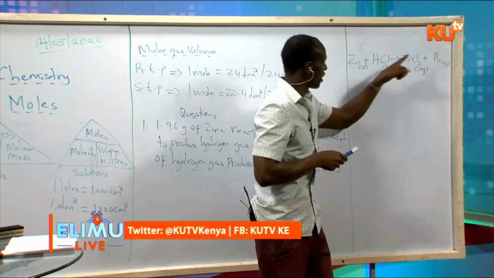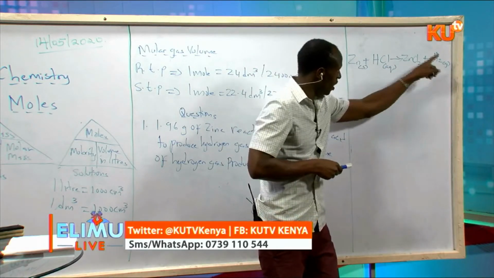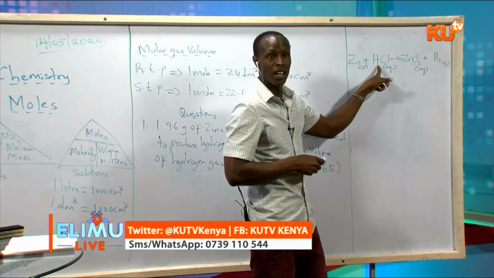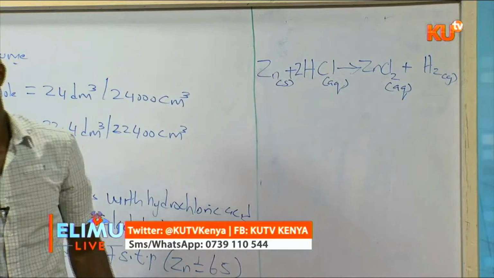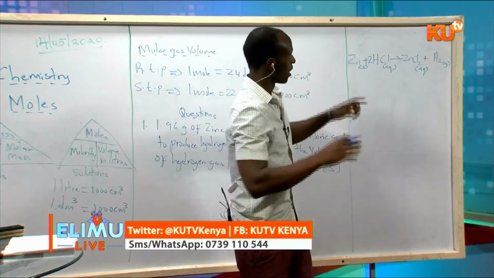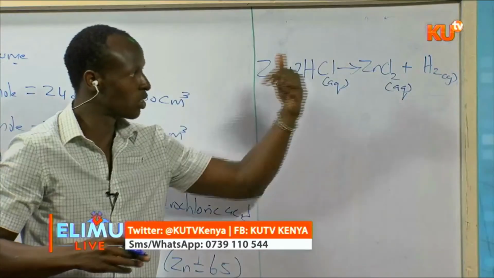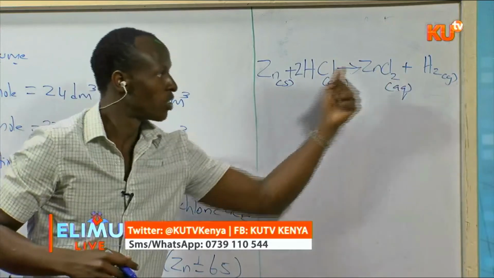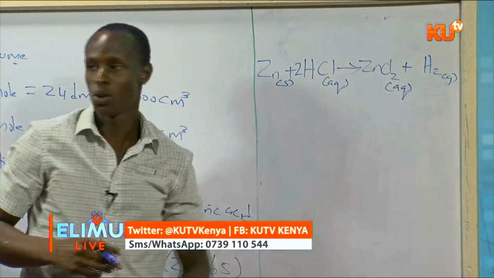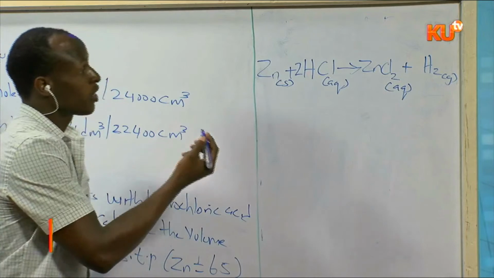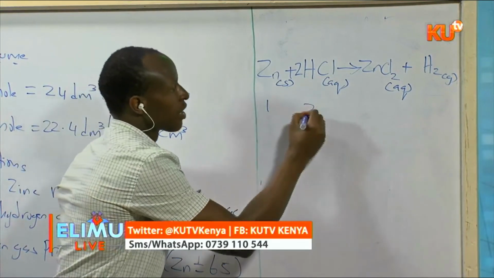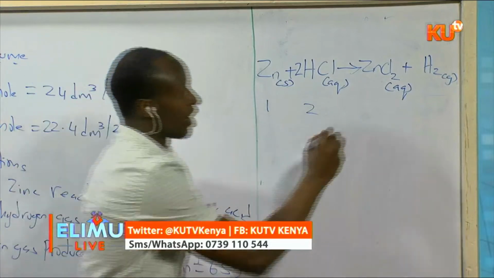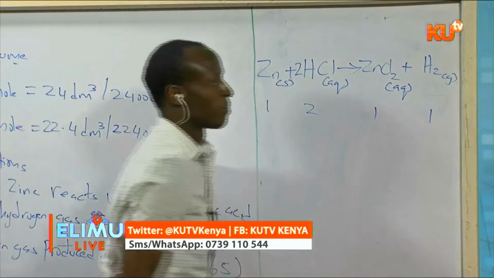I have 2 chlorine atoms on one side, 1 chlorine atom on the other. 2 hydrogen atoms, 1 hydrogen atom. So to balance it, I'll put a 2 there. Then everything is balanced. Zinc is 1, zinc is 1. 2 hydrogen, 2 hydrogen. 2 chlorine, 2 chlorine. So the balanced chemical equation gives you the ratio in which zinc, HCl, zinc chloride and hydrogen react.